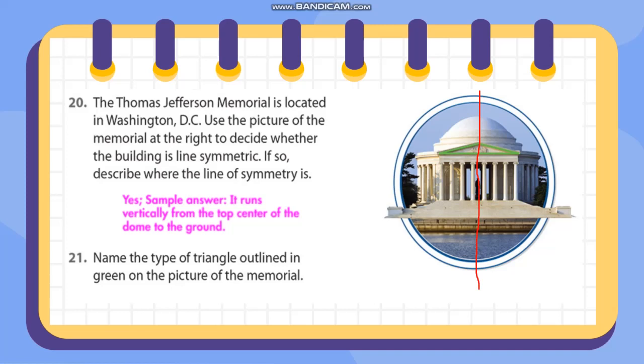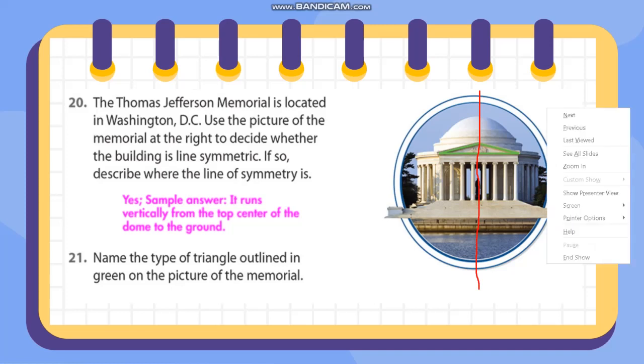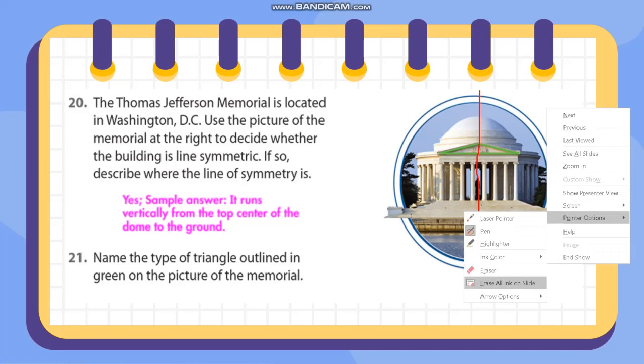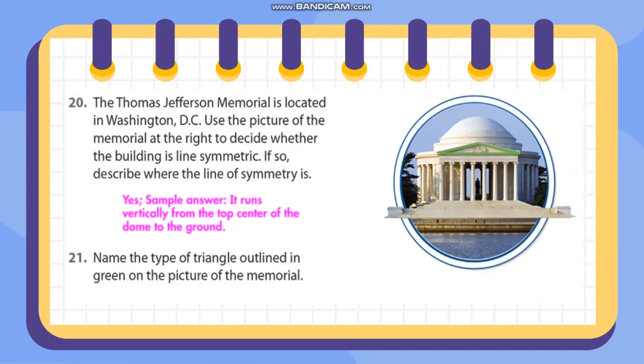Next, name the type of triangle outlined in green on the picture of the memorial. As you can see, this is the green triangle. This side and this side are equal. So if two sides are equal in the triangle, you can classify a triangle according to its sides. If two sides are equal, that is what we call isosceles. And there is one obtuse angle, so that is what we call an isosceles obtuse triangle.